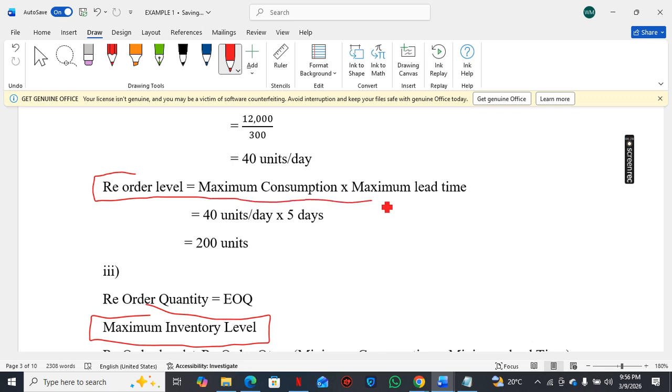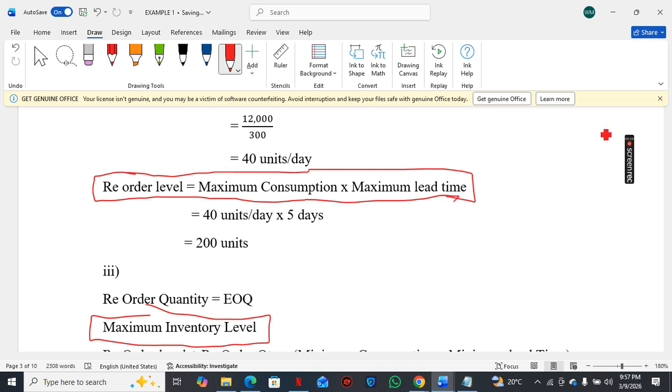It's your maximum consumption, how much inventory you sell or use up in a day, multiplied by the maximum lead time. How long you have to wait when you place an order.